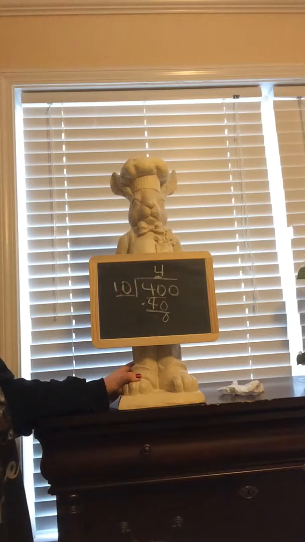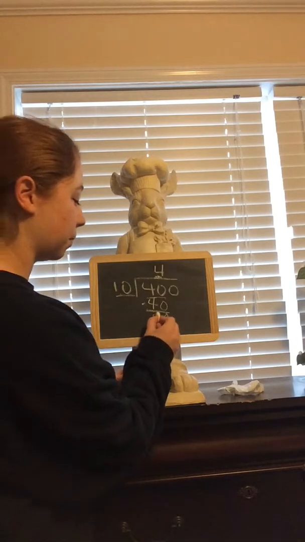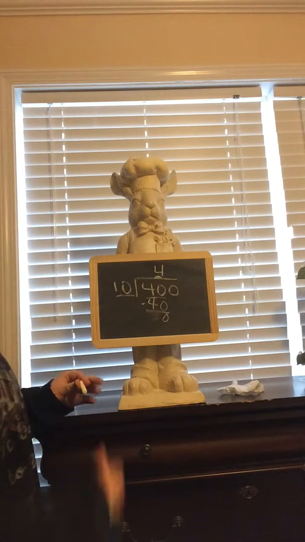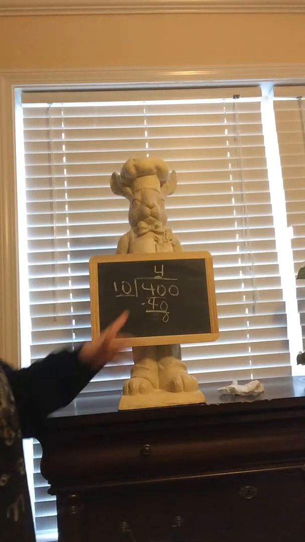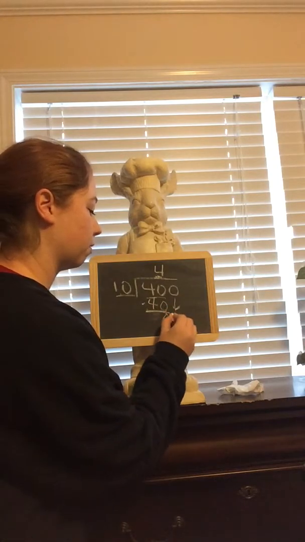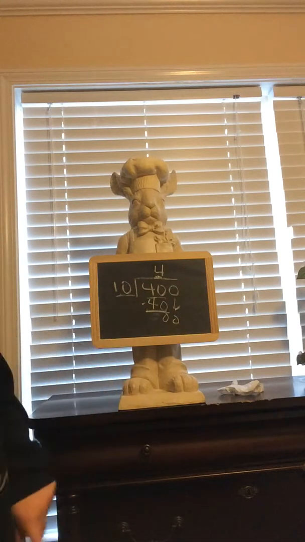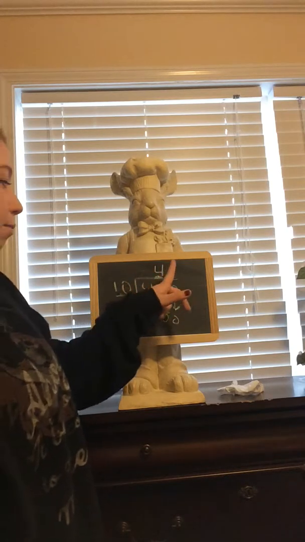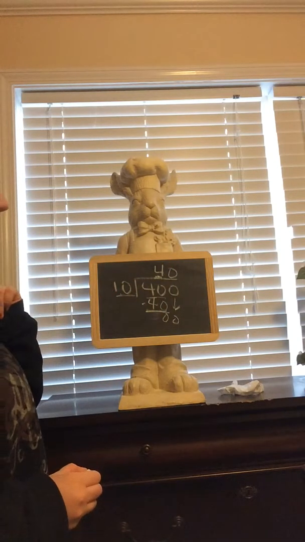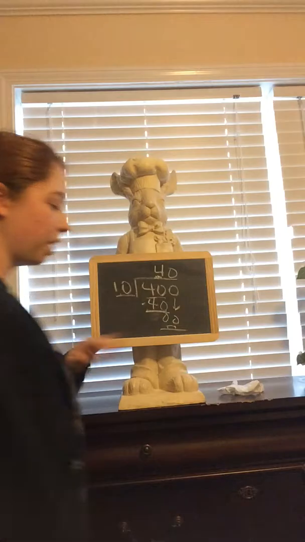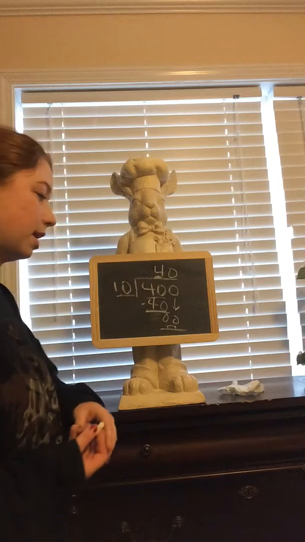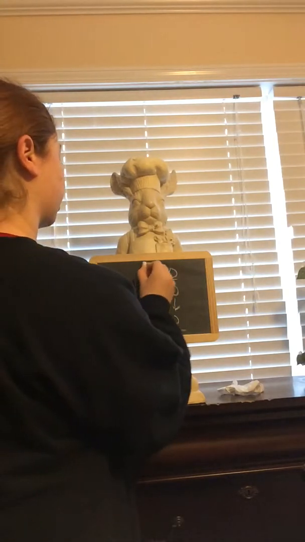Do we need a 0 there? We don't have to, but we can, because it's a placeholder. If it helps you, you can put the 0 there. If it doesn't, leave that out. I always just leave it out, but if you need it, you put it. Now what do we do? We need to bring down our 0. Ten times what will give us 0? 0. 10 times 0 is 0. Do we have to do that last step? No, but if it helps you, then do the extra step. But you don't have to. So our answer is 40.